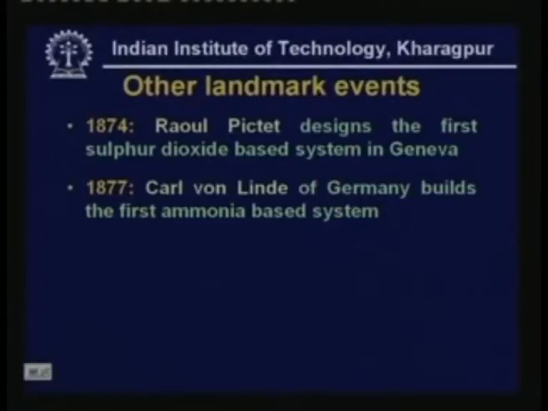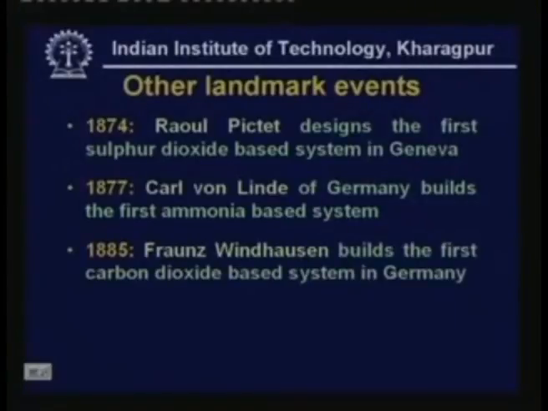Then in 1877, Carl von Linde of Germany built the first ammonia based system. This is really a landmark in the history of refrigeration, because ammonia is one of the most important refrigerants, and even today there are large systems working with ammonia. And in 1885, Windhausen built the first carbon dioxide based system in Germany. Carbon dioxide is non-toxic and non-flammable, so it's a very safe refrigerant, and it was used mainly in marine refrigeration for almost 60 years.